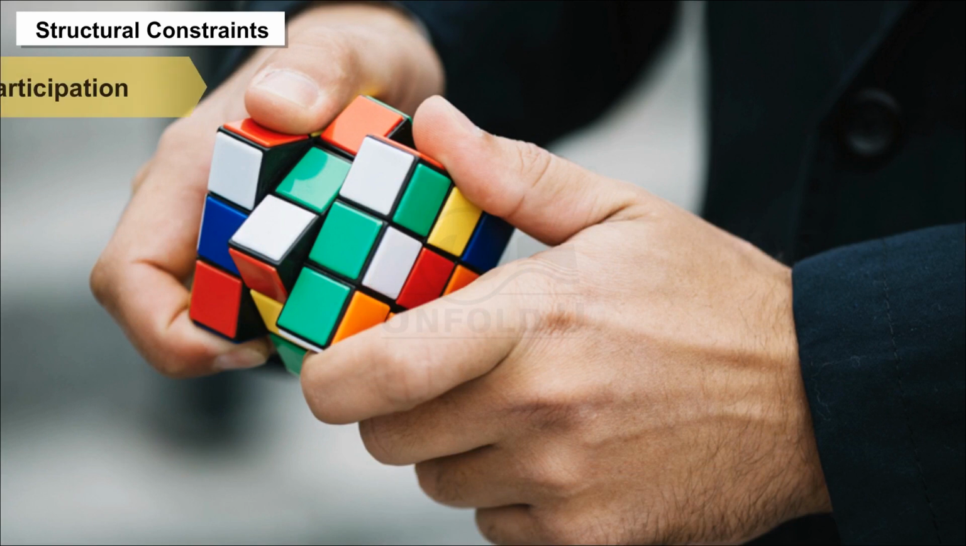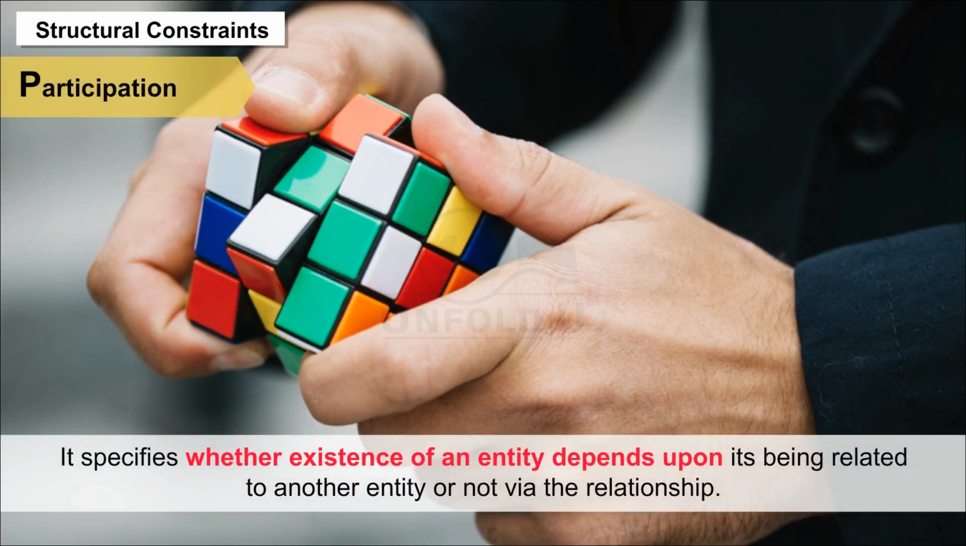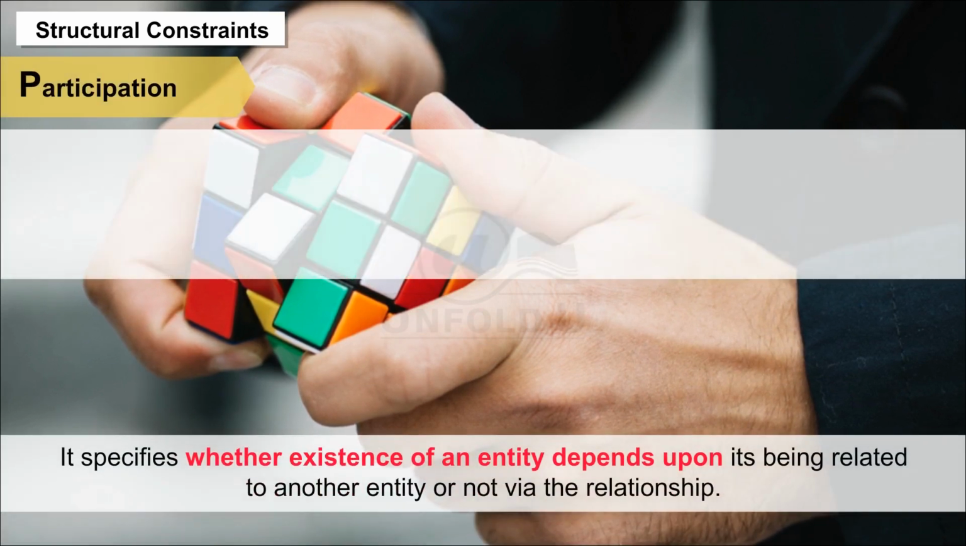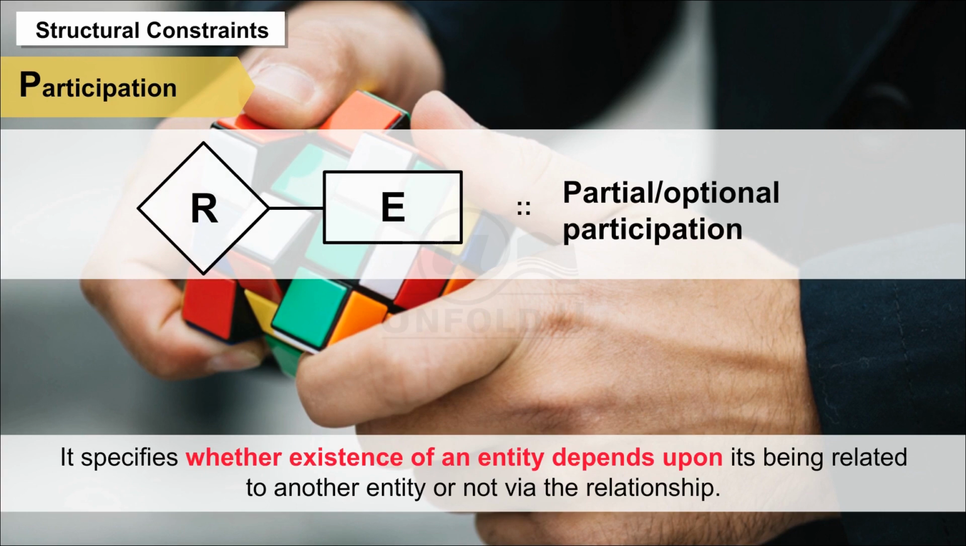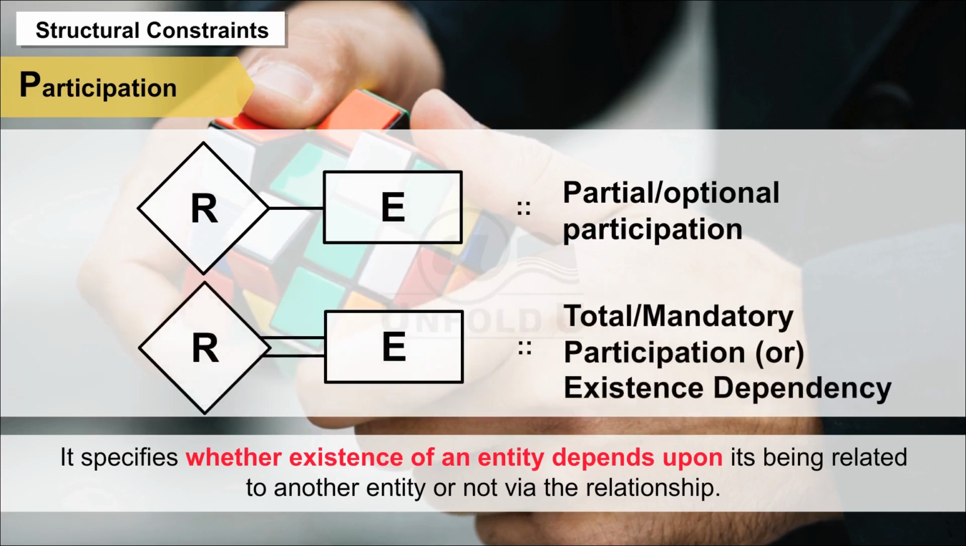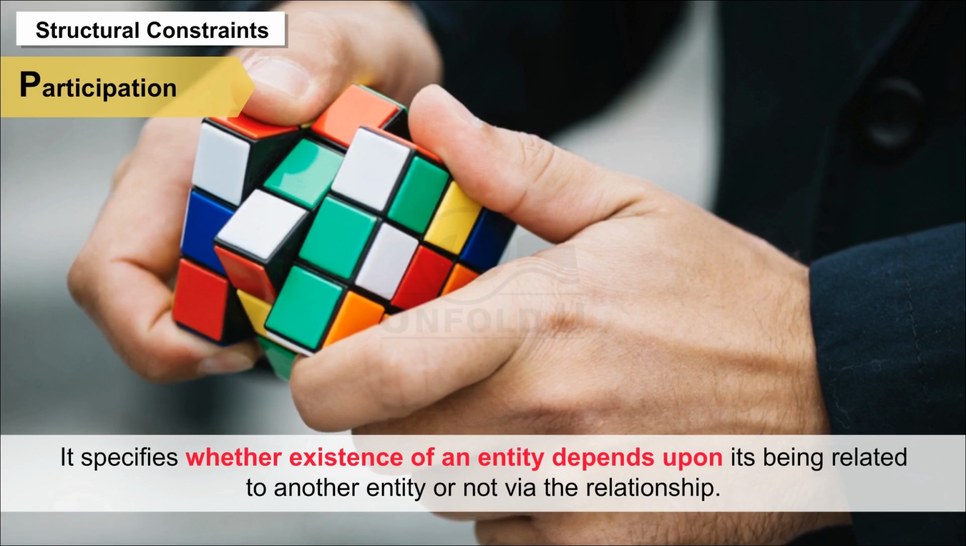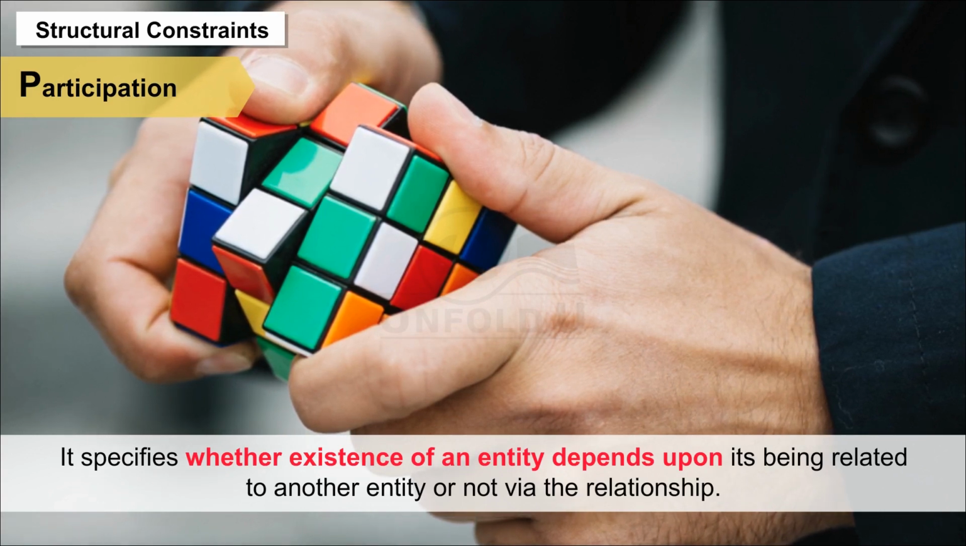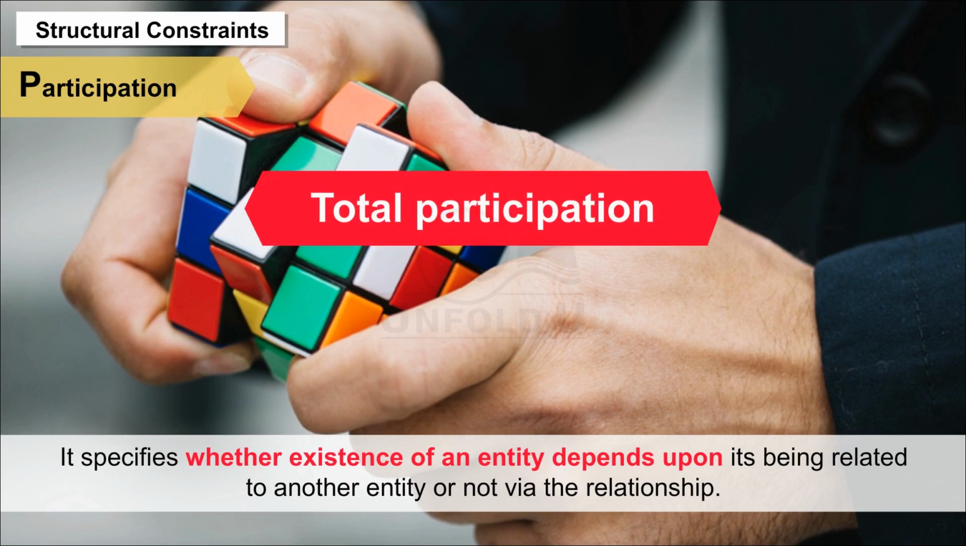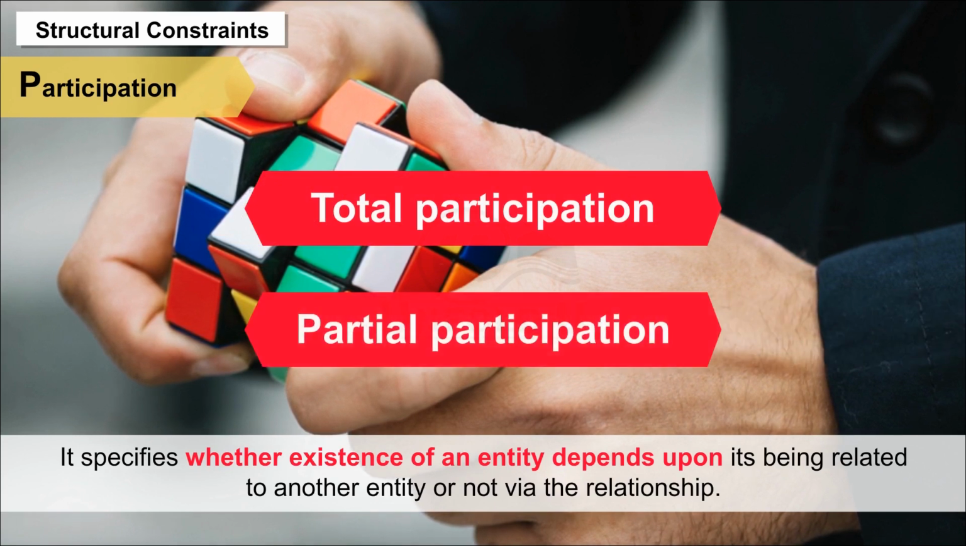Participation. It specifies whether existence of an entity depends upon its being related to another entity or not via the relationship. Further, it is divided into two parts. 1. Total participation. 2. Partial participation.